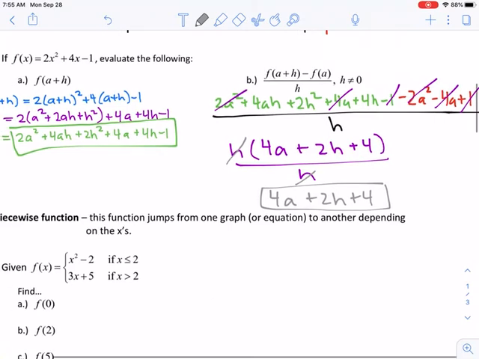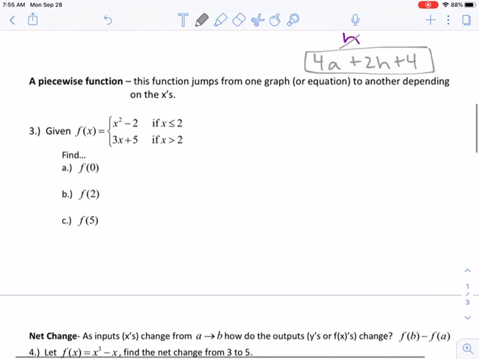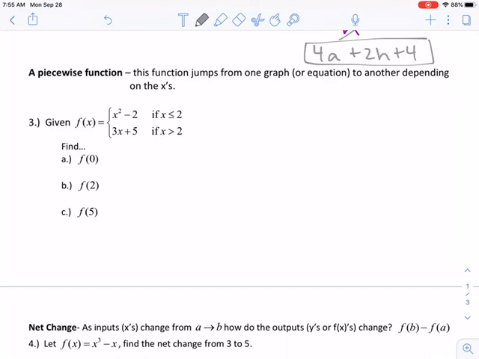Let's also take a look at evaluating for a piecewise function. A piecewise function is a function that jumps from one graph to the other, depending on the x's. So I'm going to be on one graph from negative infinity up to a certain x, and then I'm going to jump onto another graph, or maybe I'm going to jump onto a third graph as well. In number 3, we're going to be on the parabola x squared minus 2 when x is less than or equal to 2. Then we're going to jump to the line f of x is equal to 3x plus 5 if x is greater than 2.